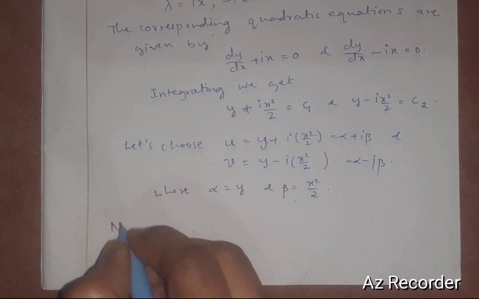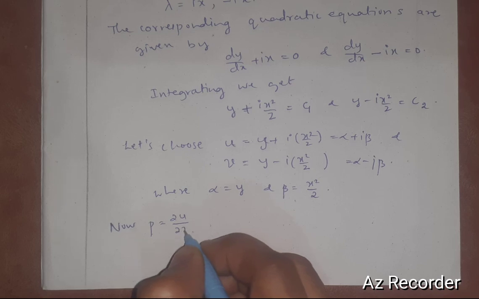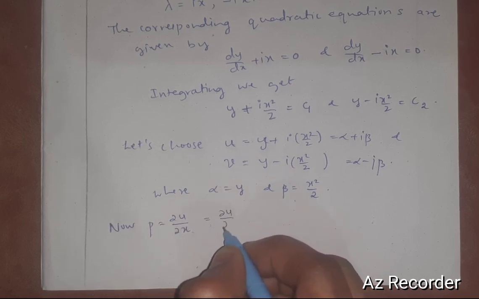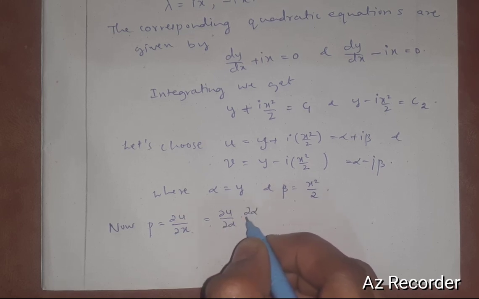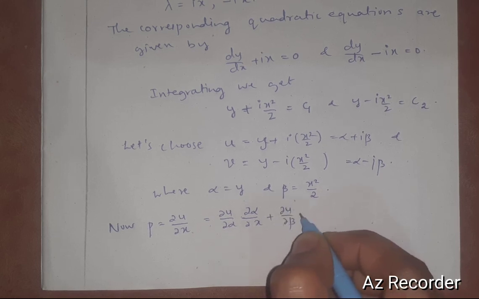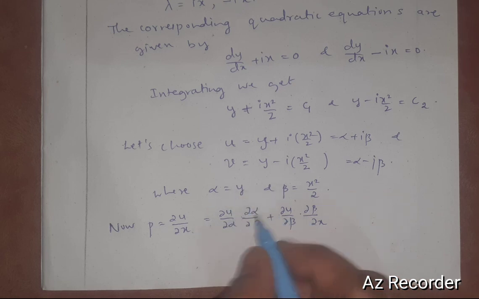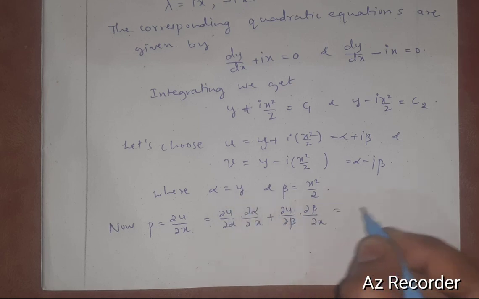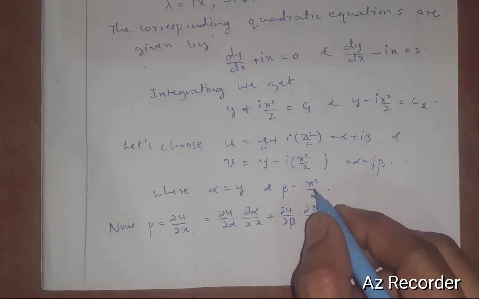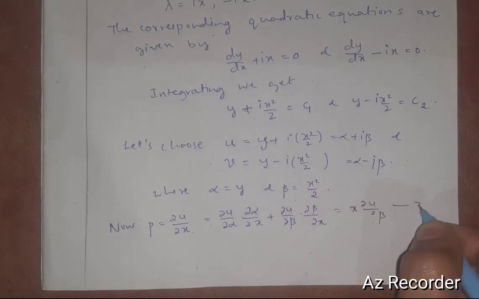Now p is equal to delta u by delta x, which we can write using the chain rule as delta u by delta alpha into delta alpha by delta x plus delta u by delta beta into delta beta by delta x. Here delta alpha by delta x is 0. So delta beta by delta x is nothing but 2x by 2, you will get x. So this is x into delta u by delta beta. I will call this equation number 3.